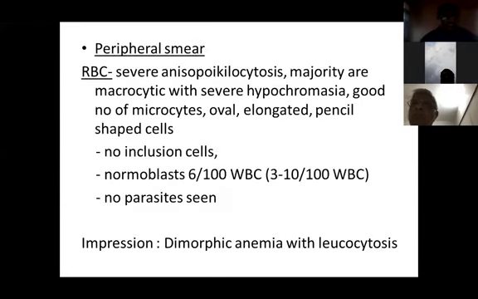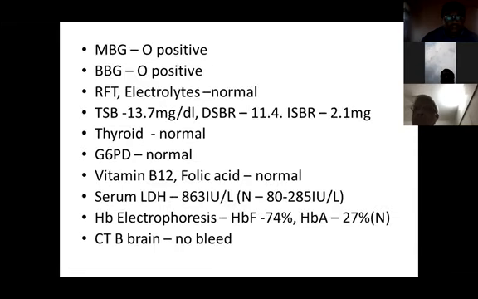We got a peripheral smear done, which showed anisopoikilocytosis, macrocytic with severe hypochromasia, with a good number of microcytes, oval elongated pencil-shaped cells. There were no inclusion cells, and normoblasts were 6 per 100 WBC. So that was also normal, and there were no parasites seen. So it had an impression of dimorphic anemia with leukocytosis. Mother's blood group was O positive, baby's blood group was also O positive. Renal function test and electrolytes were normal.